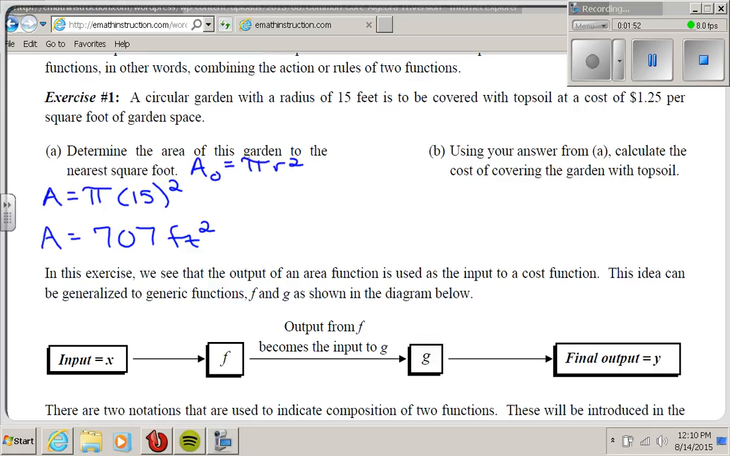So now that we have the area, we can talk about what the cost is going to be to cover that amount of space. If I know that my topsoil costs $1.25 per square foot and I have 707 square feet, what do I do with that? Well, we have 707 square feet at $1.25 a square foot. The cost of that becomes, when we do the multiplication, $883.75. That's an example of a composition.